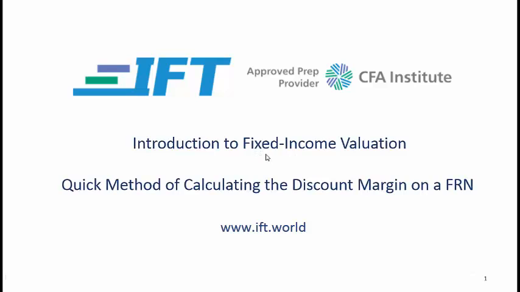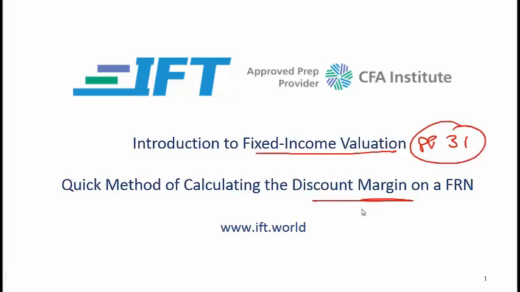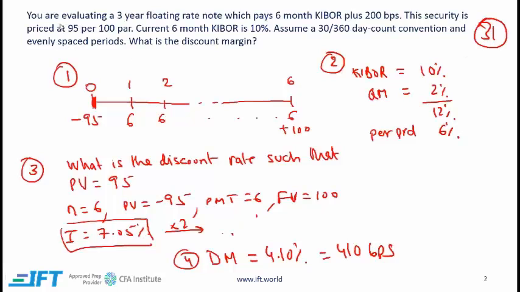In the reading on fixed income valuation, practice problem 31 in the curriculum asks you to calculate the discount margin on a floating rate note. The curriculum gives you an explanation for that question, which is extremely long-winded. What I'll do in this brief video is give you a much shorter way of answering a question such as this one. Let's read this together.